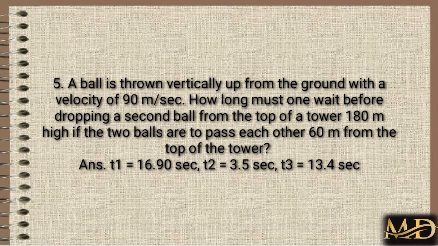Number 5. A ball is thrown vertically up from the ground with a velocity of 90 meters per second. How long must one wait before dropping a second ball from the top of a tower 180 meters high if the two balls are to pass each other 60 meters from the top of the tower?